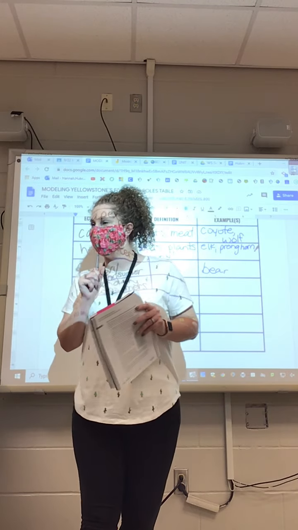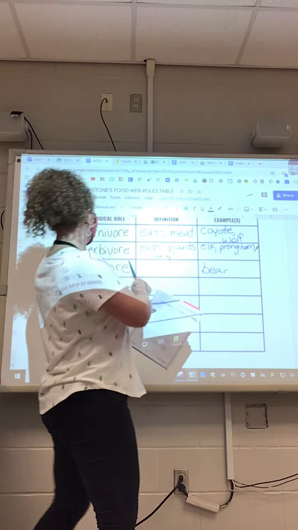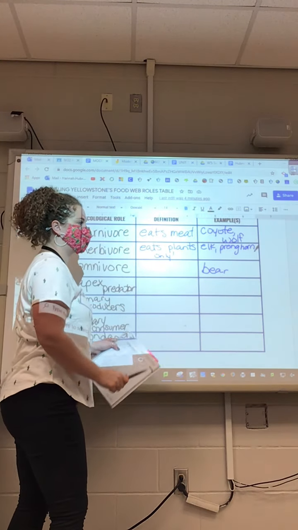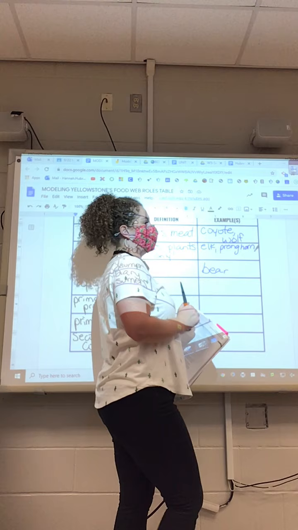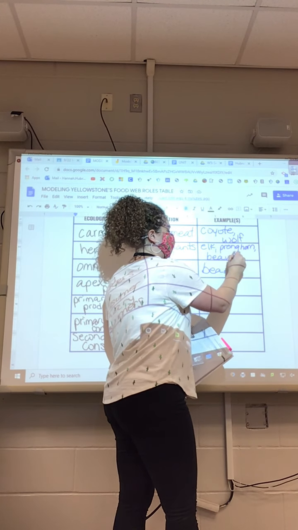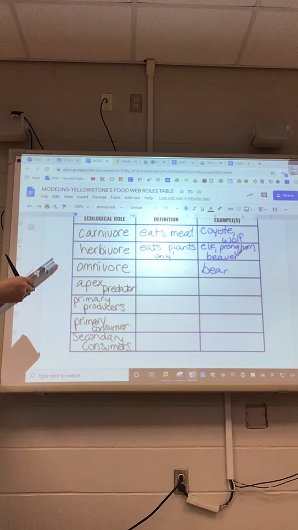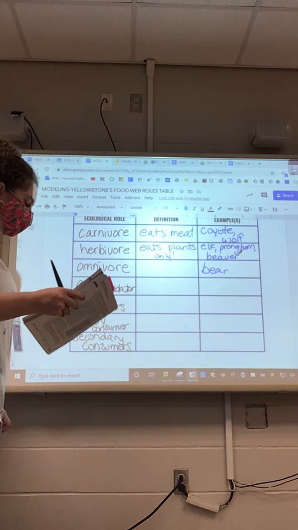An aspen is a plant. Yeah, but like this, western wheat. Never mind. Yeah, we're looking at herbivores that eat plants. What's another animal that eats plants? A beaver. So we wouldn't put plants here because plants don't eat plants. Oh, never mind. All right.